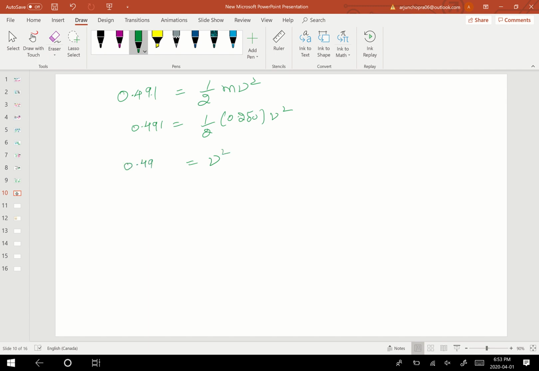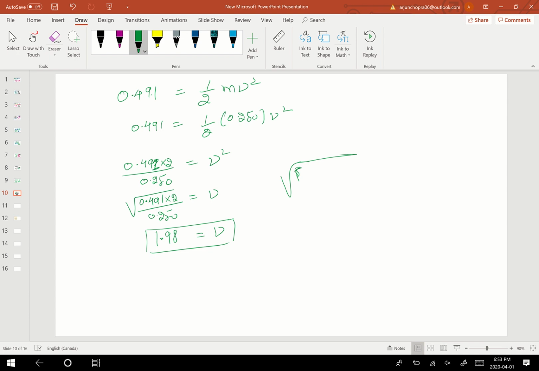So this is velocity square equals 0.491 times 2 divided by 0.250. So velocity will be the square root of 0.491 times 2 divided by 0.250, and that value will be 1.98. One of the things I wanted to tell you guys: when you are square rooting this value, if you are in the habit of filling all the values into the calculator at once, make sure you put the top values in a bracket and the bottom value in a bracket, otherwise your answer will be wrong.